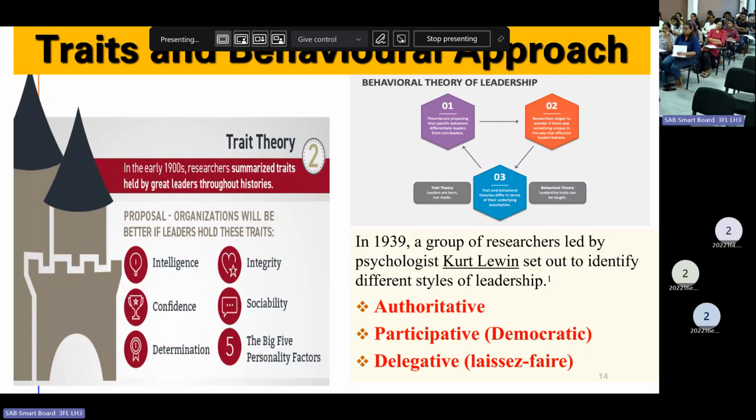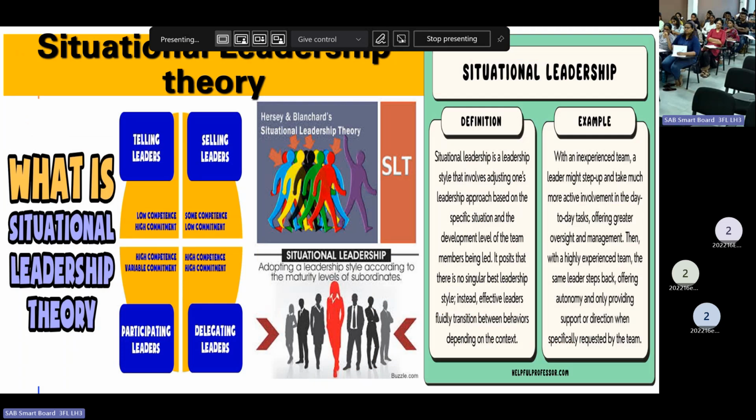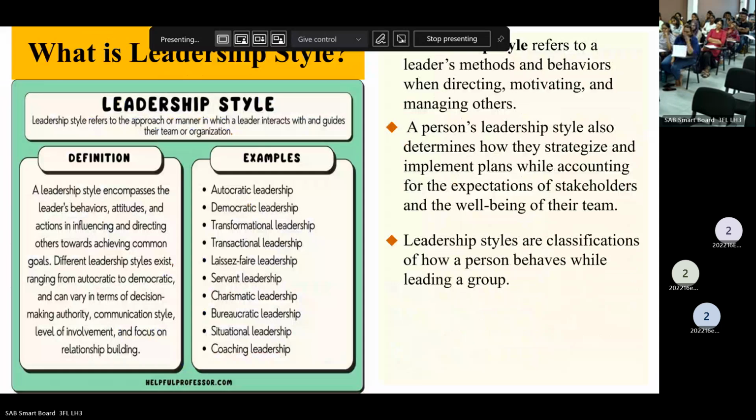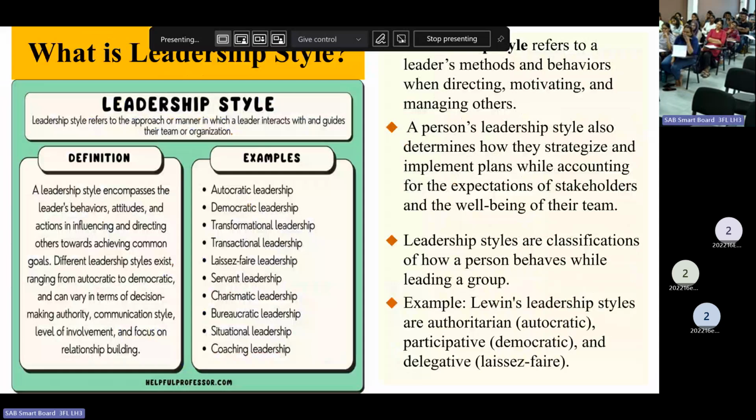Second, they said situational leadership. Based on the situation, the leadership has to be changed. That was the understanding. Then leadership style.